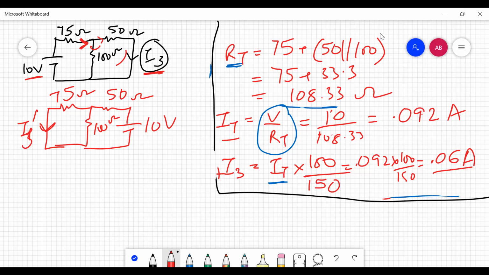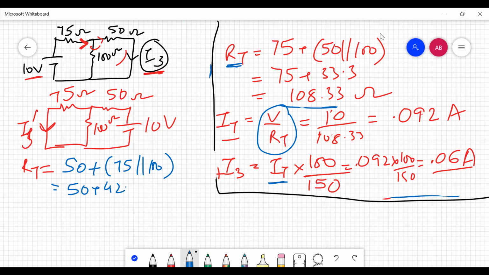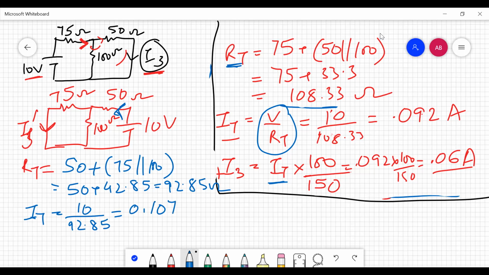So now I am going to go with the calculations of this circuit and find out the value of I3. The total resistance RT will be equal to 50 in series with the parallel combination of 75 and 100. Here I will get 50 plus 42.85, which gives me 92.85 ohms. The next step is to calculate the total current IT, which is total voltage divided by total resistance, and that comes out to be 0.107 amperes.